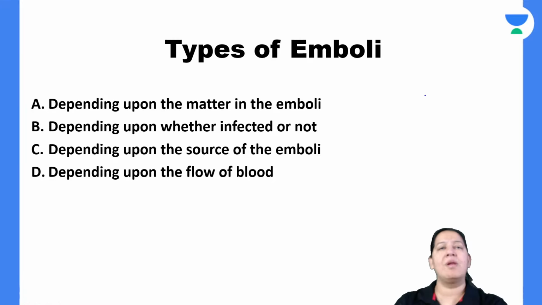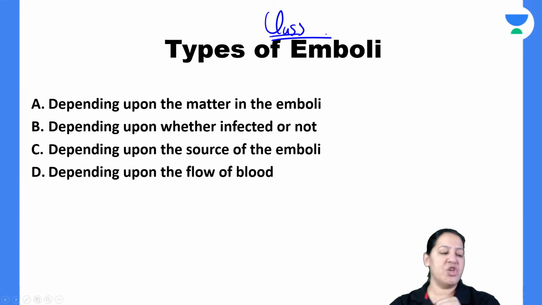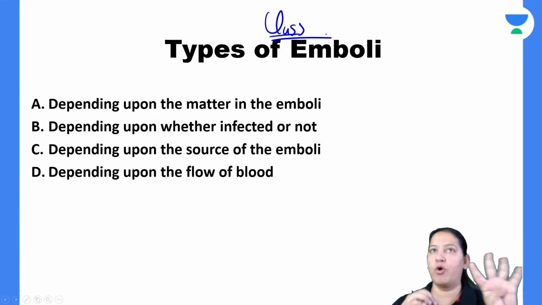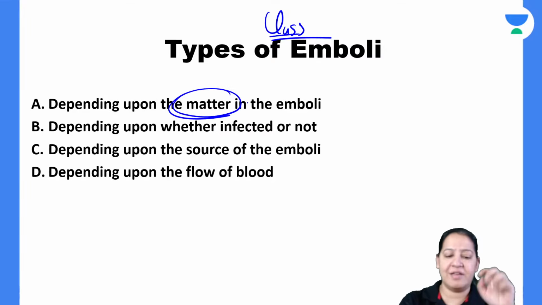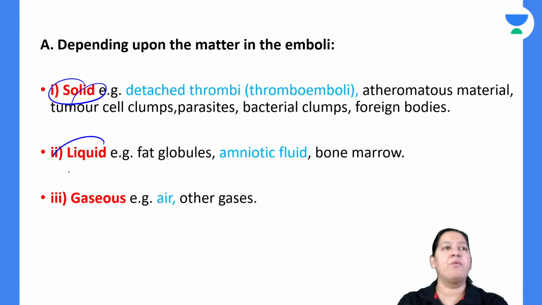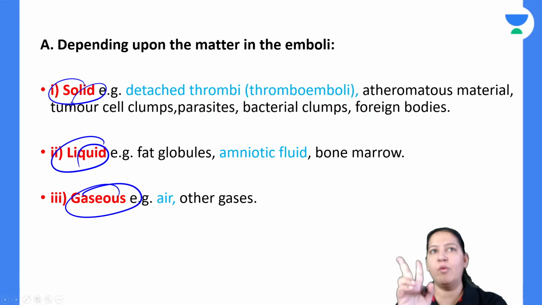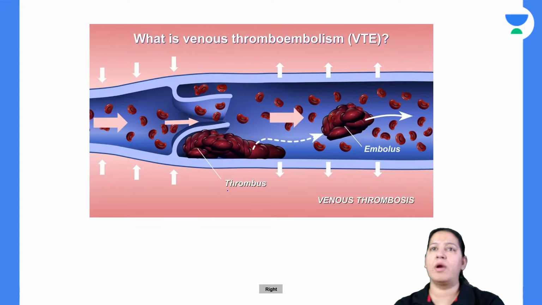So, thromboembolus. Now let me teach you the classification of emboli. We can classify the emboli in 4 ways. The first way depends on the matter, whether it is solid or liquid or gas. In the solid, there are 2 examples. The first example in the solid is thromboembolus.